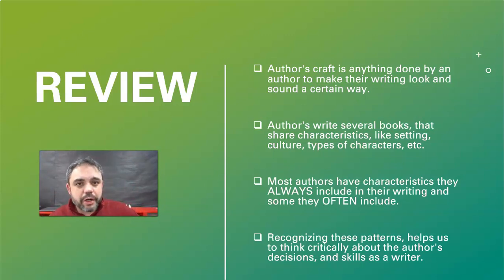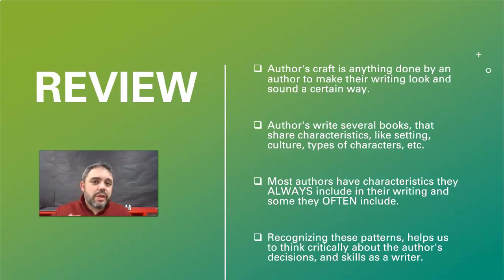But those books share characteristics, and we talked about a couple of them, like the setting, the culture of the characters, the types of characters, the genre, and so on and so forth. Most authors have characteristics they always include in their writing, right? And some that they often include, right? So if I pick up an Alan Say book, and I've read two or three of them, and then I go to read my fourth and fifth one, I bet I can already predict some of the things that are going to be in that book because of the pattern I've started to notice.